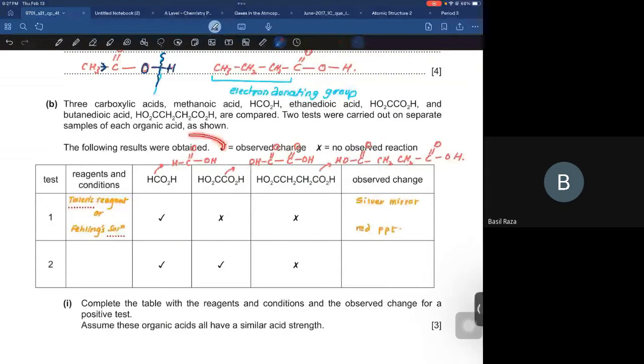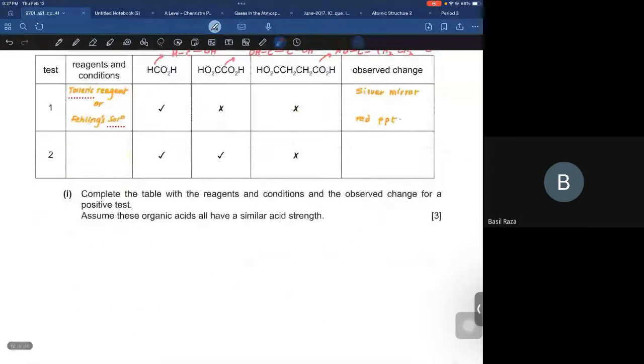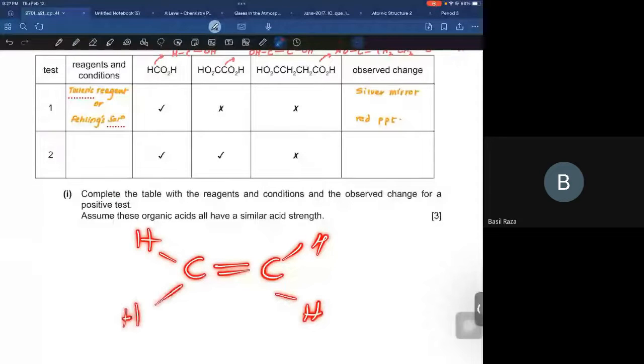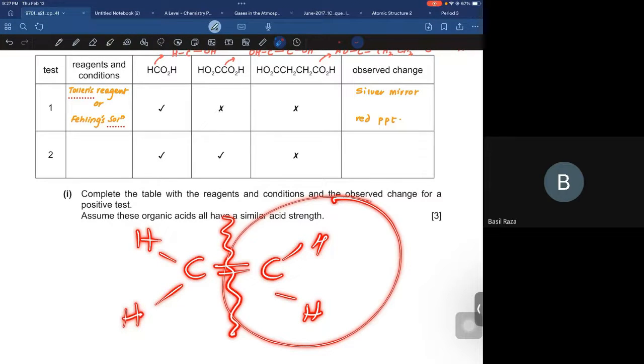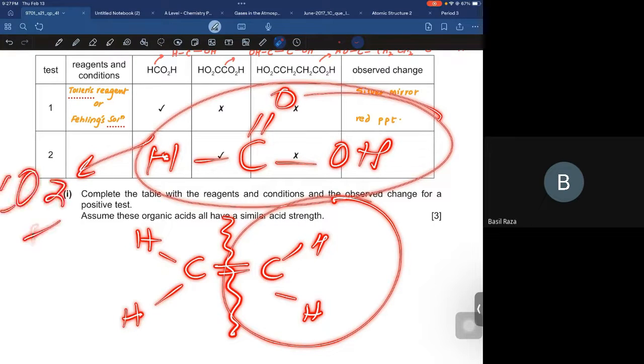Basically, your first one is HC=O or OH. So this is the simplest carboxylic acid. If you remember in your alkene, when you were oxidizing alkene, I told you different cases. When you were oxidizing this alkene with hot KMnO4, it would be giving you first this, and then it would be giving you carbon dioxide and water.